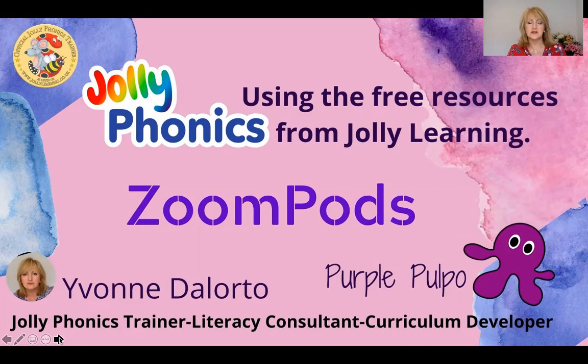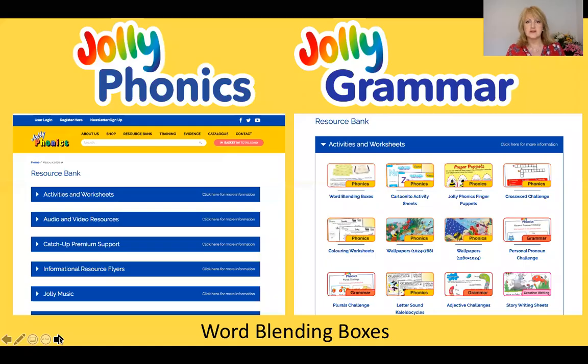And again, I'm using the free resources from Jolly Learning. And a lot of the things that I show you on these resources can be extended to other activities and other areas of learning. They're just examples. But today we're looking at the blending word boxes, and you can see two of the pages from Jolly Learning where you can navigate how to get the free resource. This is the free resource menu, and here are some of the free resources that you can get.